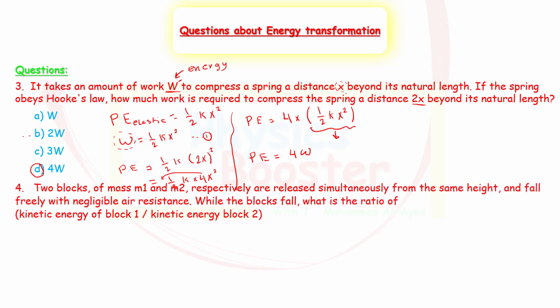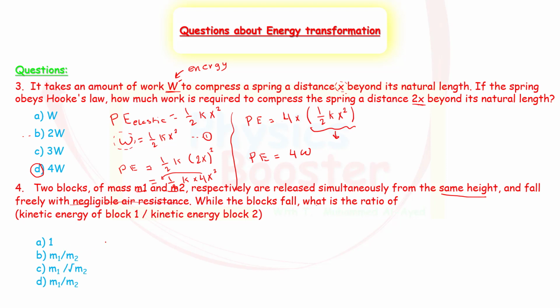Next question. Two blocks of mass M1 and M2 respectively are released simultaneously from the same height. Okay, so they are released from the same height. And we know when two objects are released from the same height, if air friction is neglected, they will reach the ground at the same time. In other words, they have the same velocity. They fall freely with negligible air resistance. What is the ratio of the kinetic energy of block 1 to the kinetic energy of block 2?